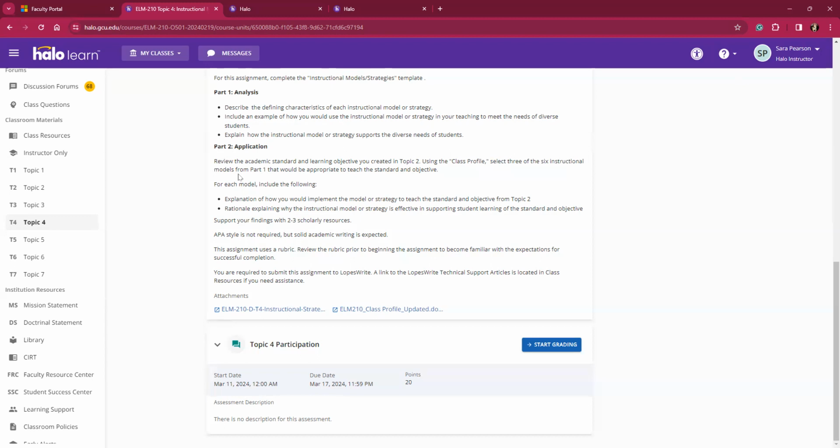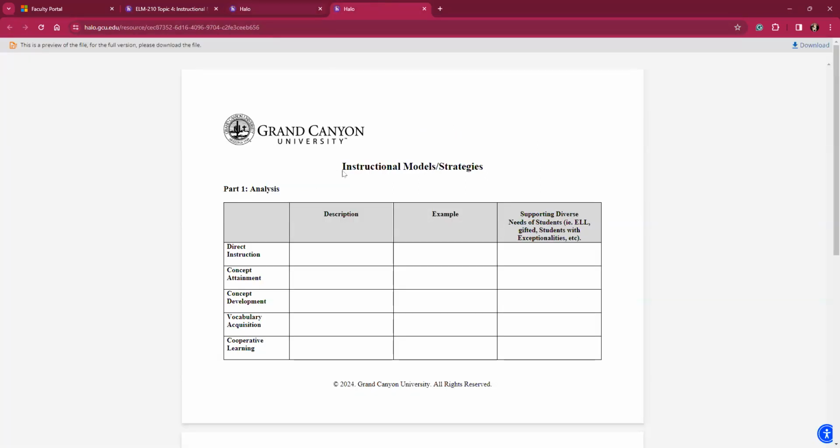So you're going to give an explanation of the model or strategy that you would teach with your standard from topic 2. And then why is it an effective strategy in supporting both students' learning and the teaching of that standard and objective, supporting this with 2 to 3 scholarly sources.